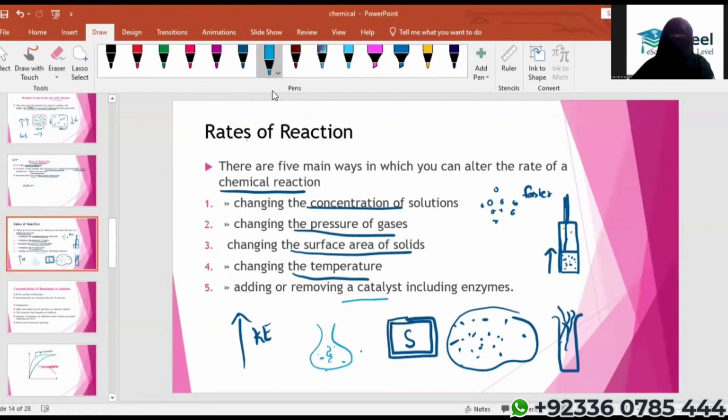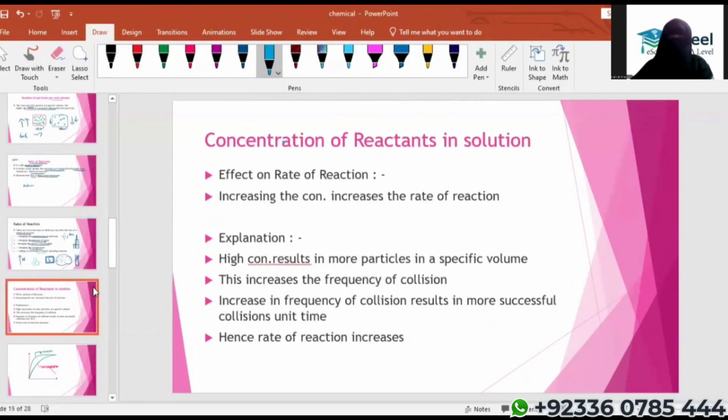Now, in order to understand all of these 5 reasons by which you can control and alter the rate of a chemical reaction, you must understand the concept of collision theory and you must know how these changes are taking place in terms of collision theory. So first we are going to look at the concentration of reactants in a solution.